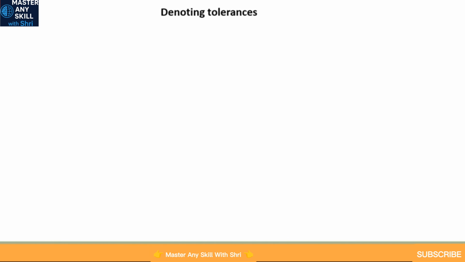Now we will have a look at the different ways of denoting dimensions and tolerances on the engineering drawing. One way of doing it is directly mentioning the limits. The limits of the dimension are shown over here, 8.6 and 8.0. 8.6 is the upper limit, 8.0 is the lower limit. There is no nominal dimension mentioned.